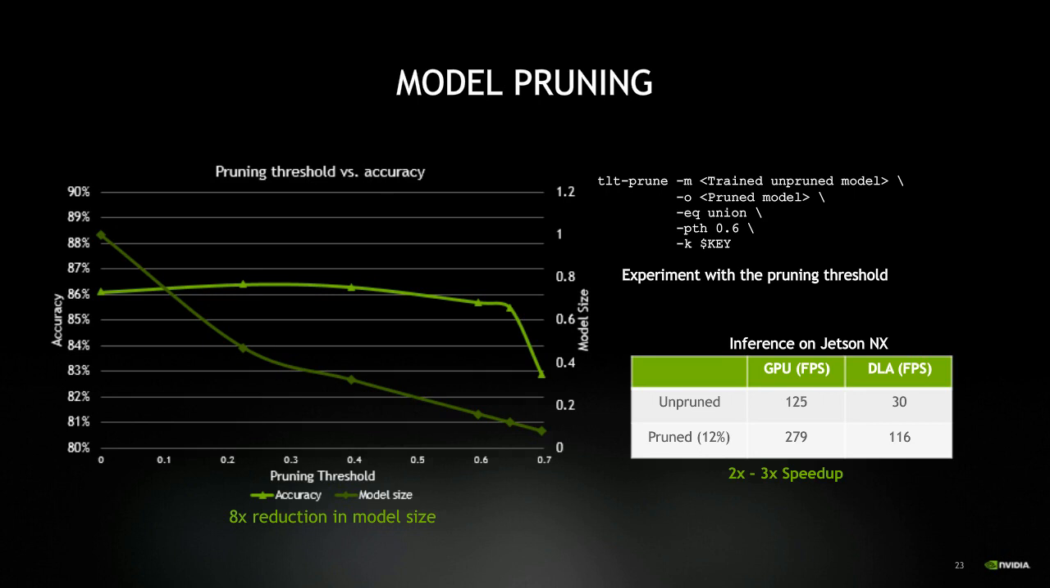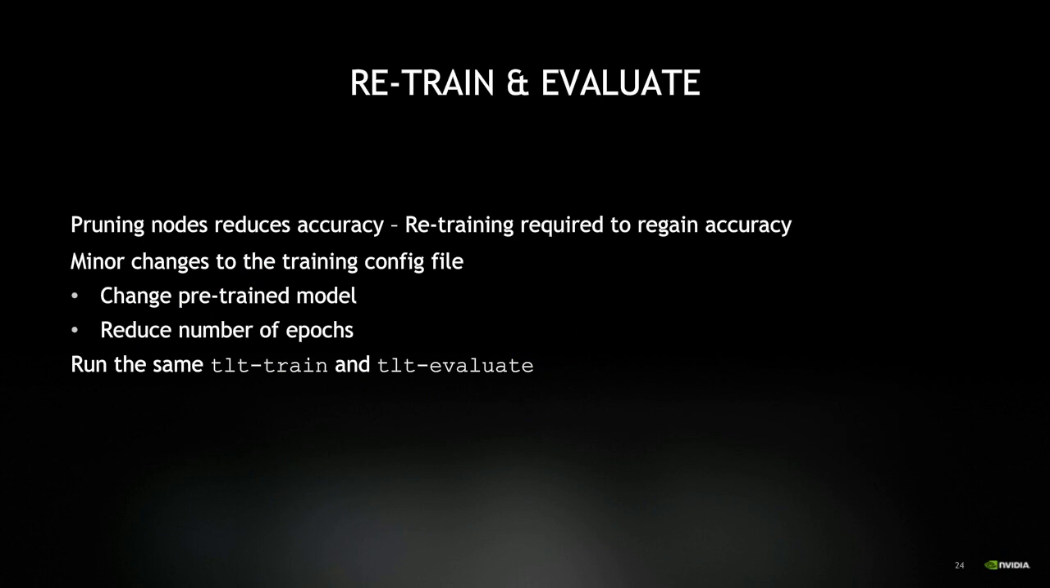Model pruning by itself reduces the accuracy. So the next step after pruning is to retrain the model on the same data set to hopefully regain the lost accuracy. These retrain and evaluate steps are similar to the model training and evaluation steps at the beginning of the training cycle. You can use the same training config file with a few minor changes. Change the pre-trained model in the config file. Use the pruned model as a starting point for retraining. Also, you might converge sooner, so you could reduce the number of epochs. Use the same TLT train and TLT evaluate commands for retraining and evaluation.